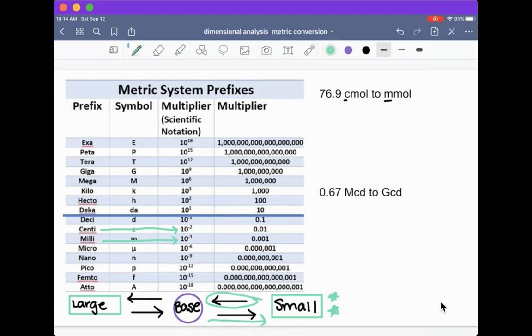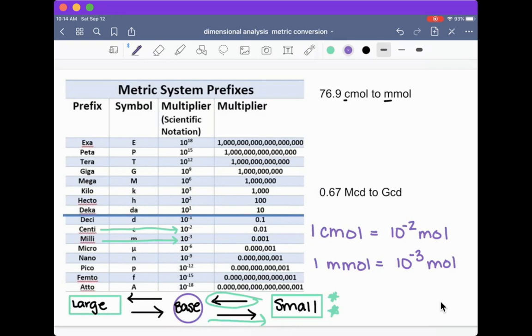So let's write down the equalities that we're going to use. So we're going to use the centi. For every 1 centimole, there are going to be 10 to the negative 2 moles, okay? And then for every 1 millimole, there are 10 to the minus 3 moles, okay? And we know that with both equalities, we can set up our fractions one way or the other. So we can use them in the inverse form if we need to.